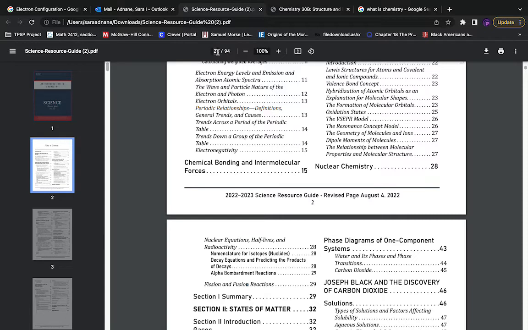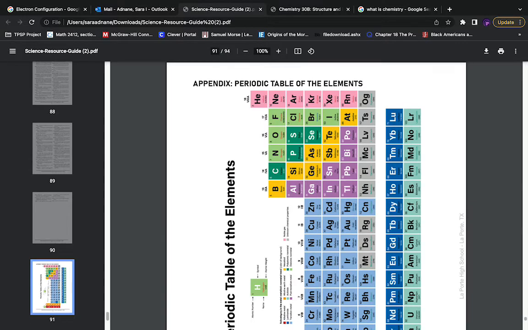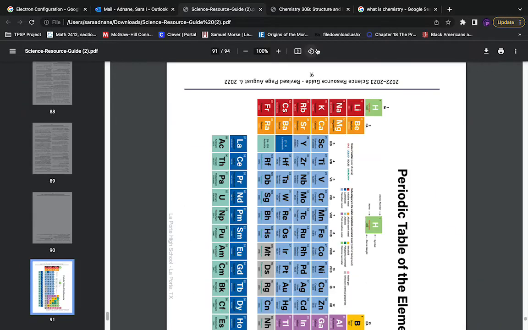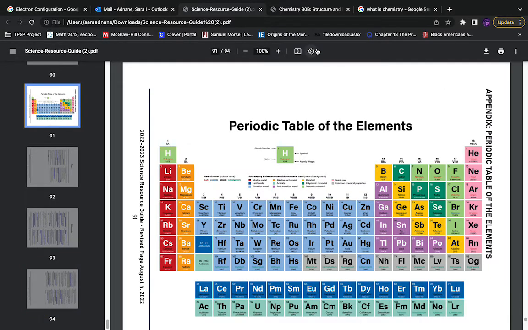The next thing that is very, very important in chemistry is your beautiful periodic table of elements. If you do not know what it is, here it is. It's on page 91 of your resource guide. We're going to talk about the different types of elements on the periodic table. The most important ones you're going to have, first off, going up and down, like here, this is group 1A, and then this is row 1, row 2, row 3. You get the gist, going this way.